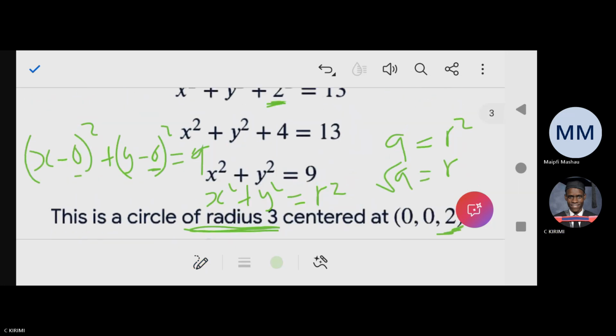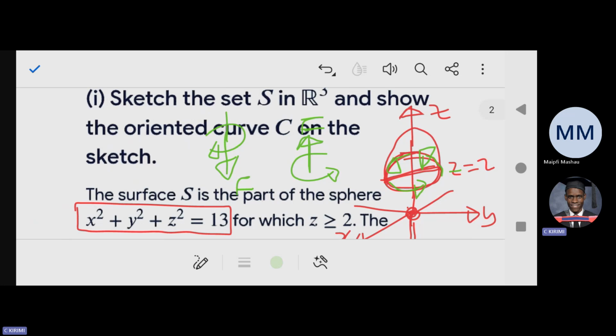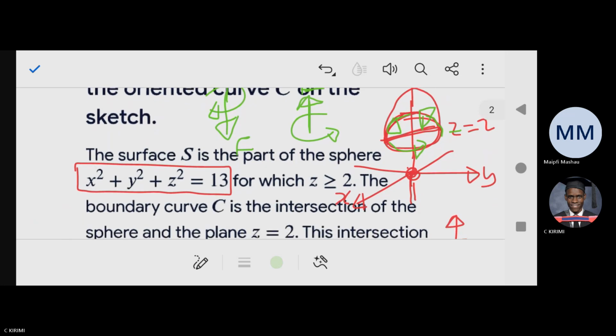So which means, here on the diagram which I drew, can you see this diagram? Yes. So the base, this surface, is the equation of the circle where that plane cuts that sphere at z equals 2. So the bottom surface is the equation of the circle of radius 3. The radius from the center is 3.